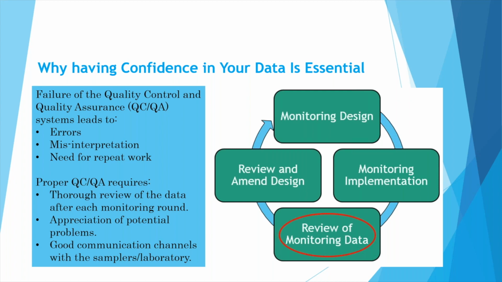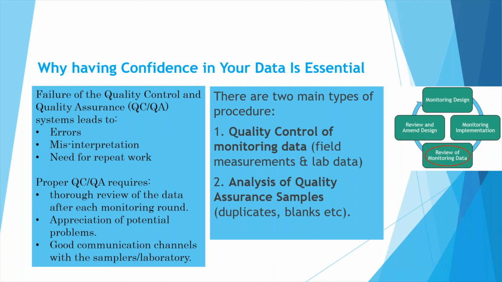Also, when you're doing this review of the monitoring data, you need to have an appreciation of the potential problems, like the pitfalls, the 2 pitfalls I mentioned earlier. And also, what's really important is that you have good channels of communication open with your samplers and the laboratory that you've chosen, so that you can check any potential errors or anything you need to query. So there are 2 main types of procedure. The first is the quality control of the monitoring data. And this is really your detailed, thorough review of the field measurements and the lab data together, as I'll describe in a minute. And the second is quality assurance samples. And this can be duplicates and blanks, which I'll come on to shortly.